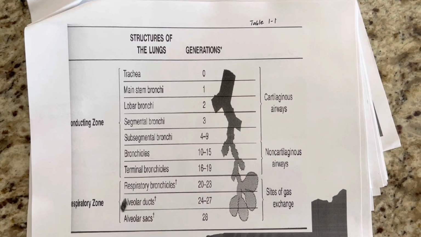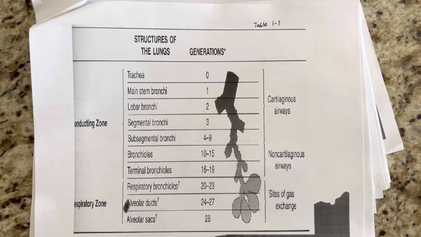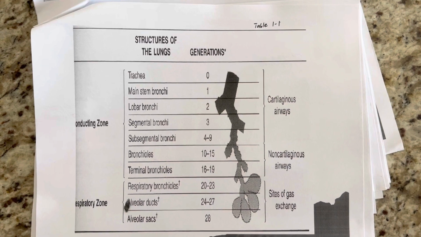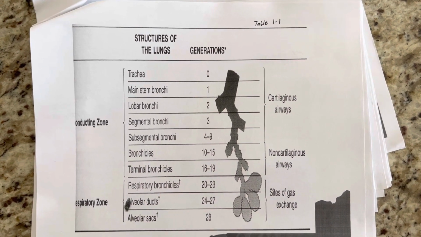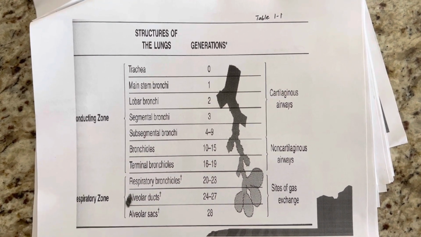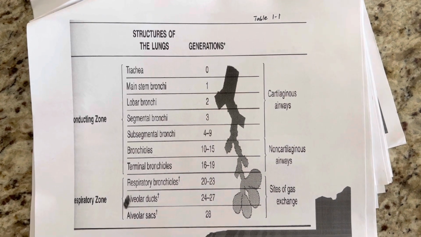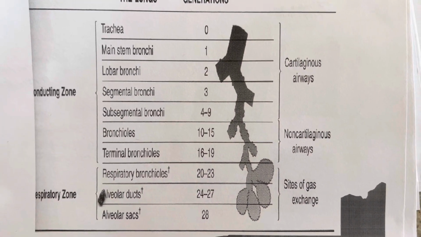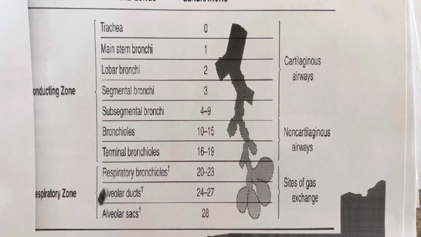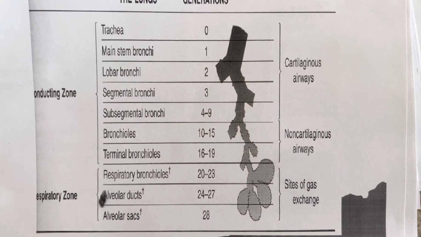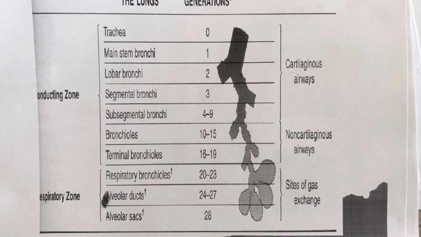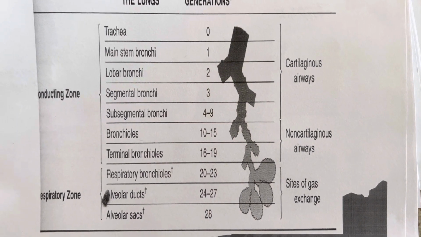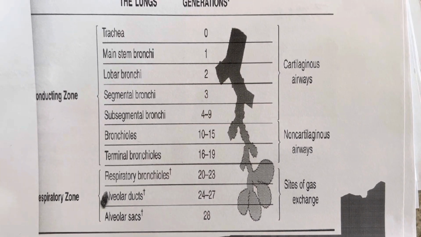Trachea, 0. Main stem bronchi. Lobar bronchi. Segmental bronchi. From the trachea to the segmental bronchi, they all have cartilaginous airways.